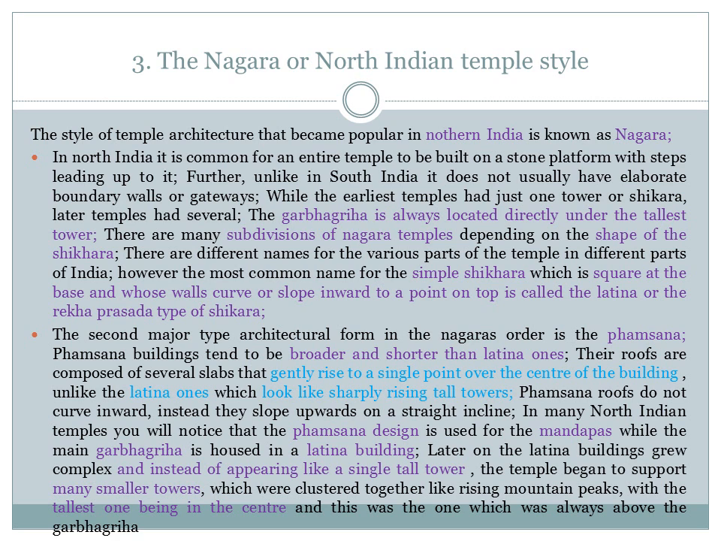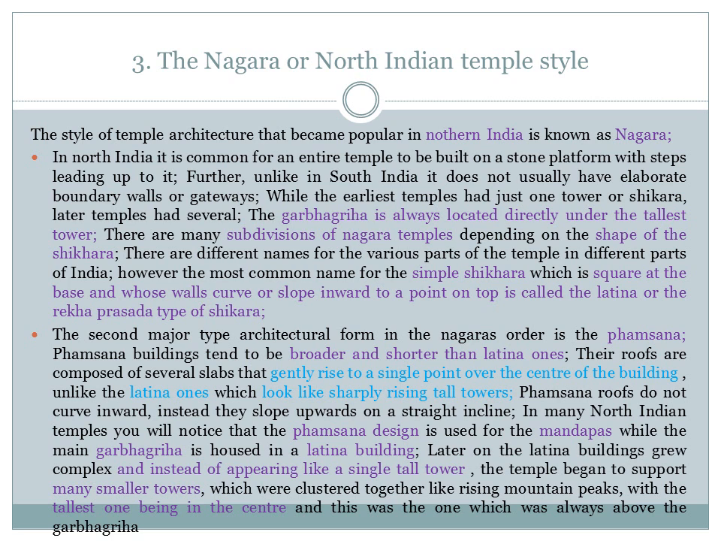The Nagara or North Indian temple style. The style of temple architecture that became popular in northern India is known as Nagara. In North India, it's common for an entire temple to be built on a stone platform with steps leading up to it. Further, unlike in South India, it does not usually have elaborate boundary walls or gateways. The earliest temples had just one tower or shikara, later temples had several. The Garbhagriha is always located directly under the tallest tower.